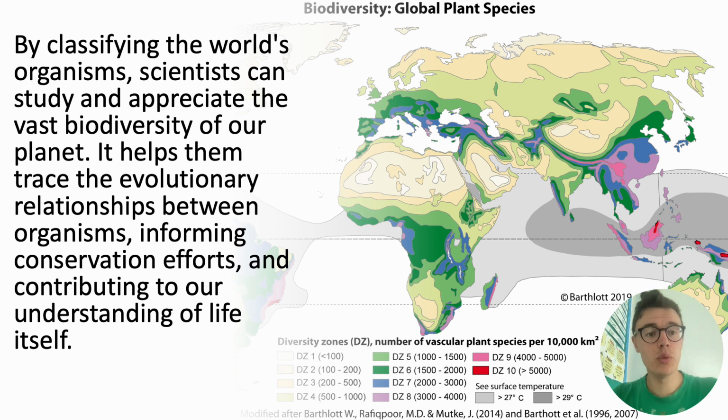By classifying the world's organisms, scientists can study and appreciate the vast biodiversity of our planet. It helps them trace the evolutionary relationship between organisms, informing conservation efforts and contributing to our understanding of life itself.